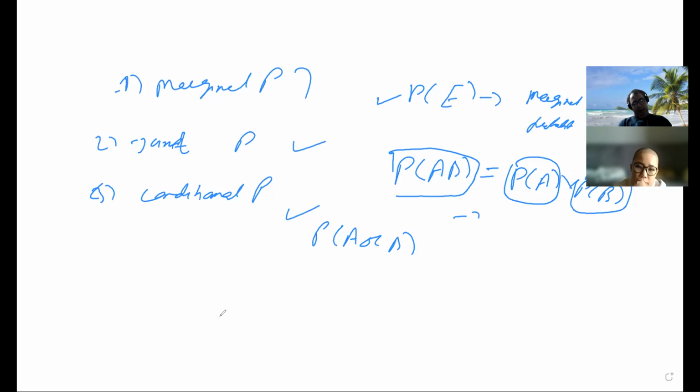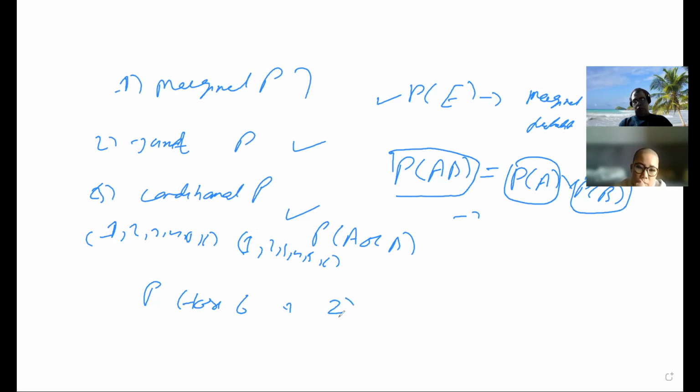Let me give you an example. Suppose you toss two fair dice. On the first die you can get 1 2 3 4 5 6, and on the second die you can again get 1 2 3 4 5 6. And I say that the first toss will give you 6 and the second toss will give you 2.